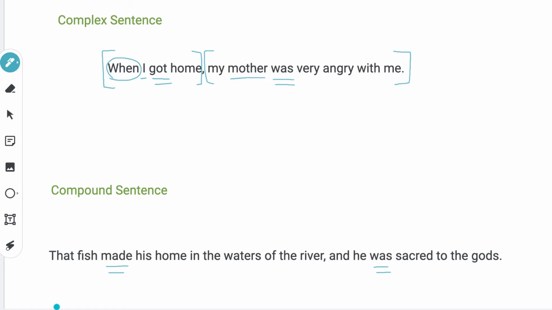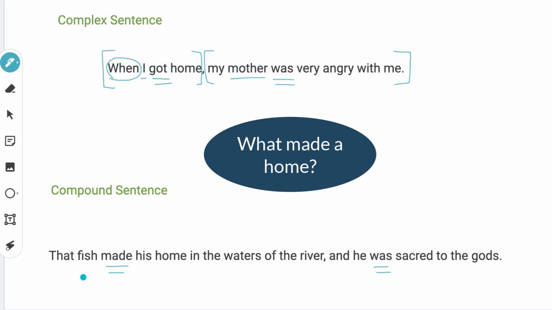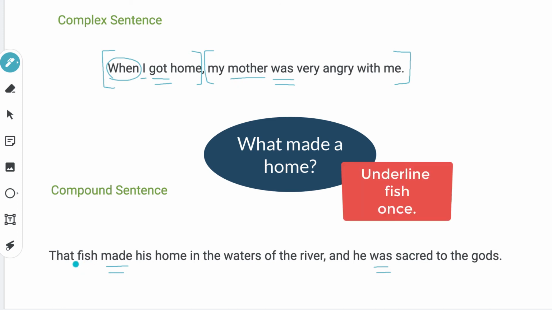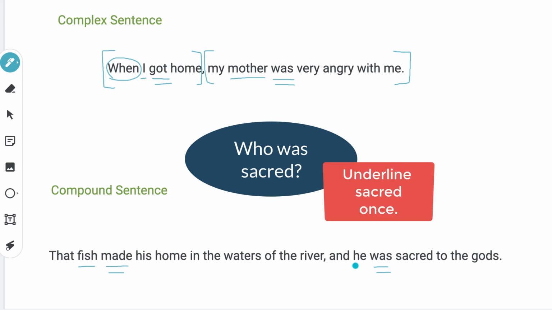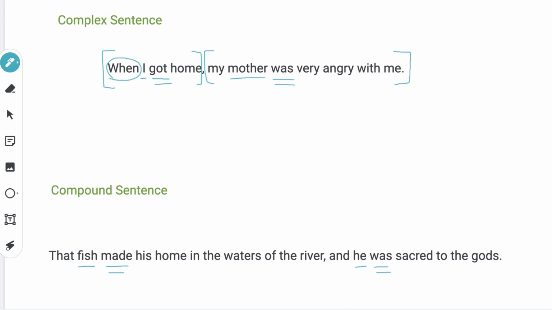Now, let's ask the subject questions for each verb. What made? The fish made. And so fish is the subject of this verb, and we will underline it once. Over here for this verb, who was sacred? He was sacred. And so this pronoun he is the subject of this verb, and we will underline it once. Again, we have two verbs in this sentence, and each verb has its own subject. So we have two clauses in the sentence, and we'll mark these clauses with brackets.